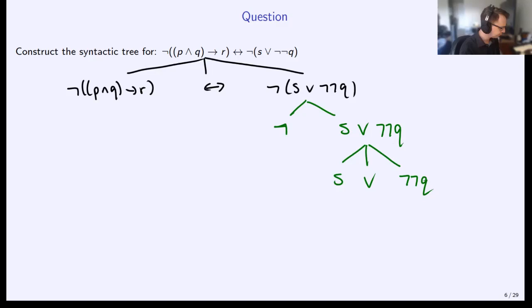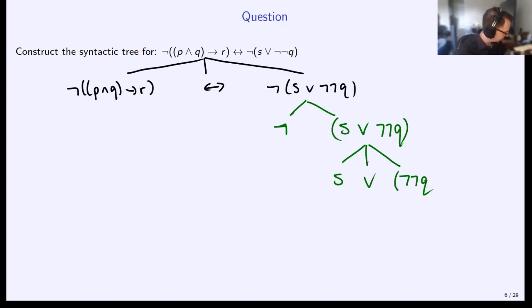Sorry, can we put a bracket around S or not Q? Yeah, that's fine. Usually if you just have brackets on the ends and that's it, we can omit them. So it's optional.